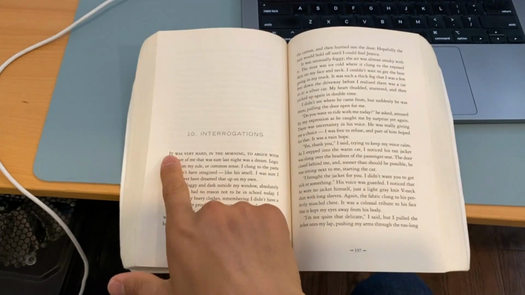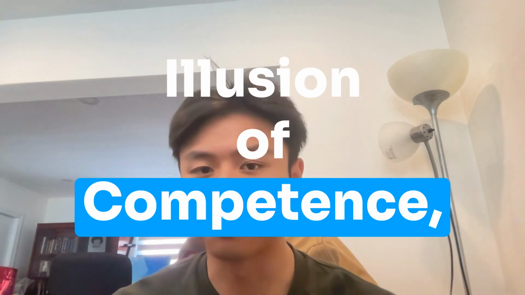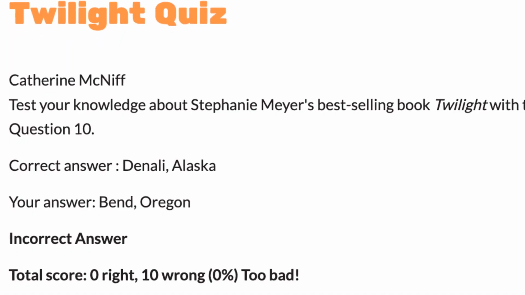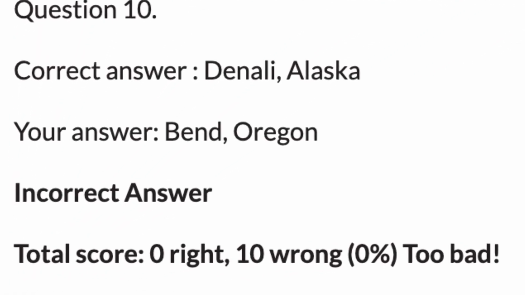You've read a book, highlighted the important parts, and yet when you try to explain it to someone, you find yourself at a loss for words. Ever experienced that? That's the illusion of competence. Your brain tricks you into thinking you've mastered the material when in reality you're just superficially familiar with it. So how do we combat this?